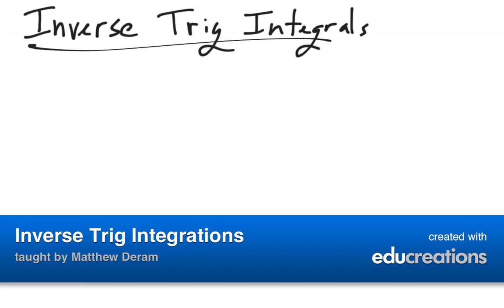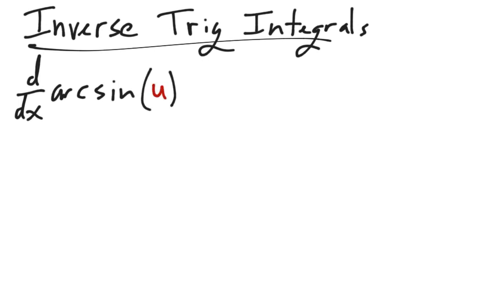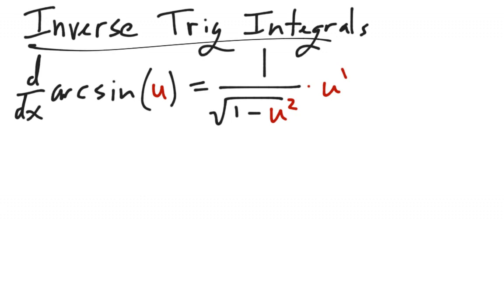In this video, you will learn about the inverse trig integrals. Let's go ahead and review the inverse trig derivatives. Here they are. We'll do arcsine first. The derivative of arcsine of u is going to be 1 divided by the square root of 1 minus u squared, and then times u prime for the chain rule.